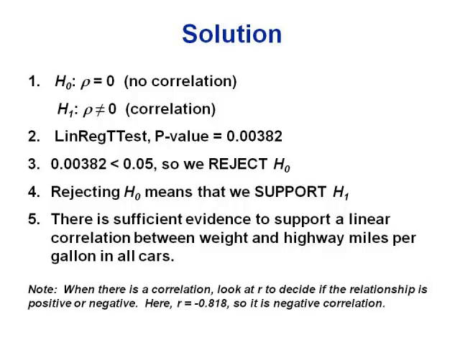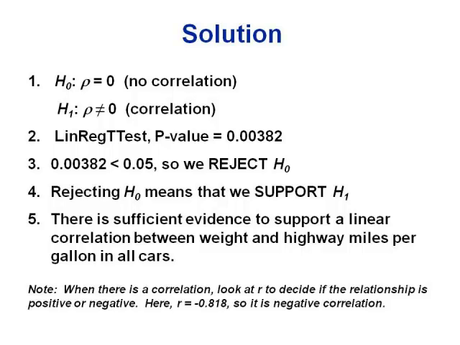You go to your stat tests, get your LinRegTTest like we just looked at, p-value 0.00382, and then we had a significance level of 0.05. This is definitely smaller than that. Remember that that p-value is talking about the null, so that is a small enough chance that we can reject that null hypothesis, which means we're going to support the other one, which was the alternative.